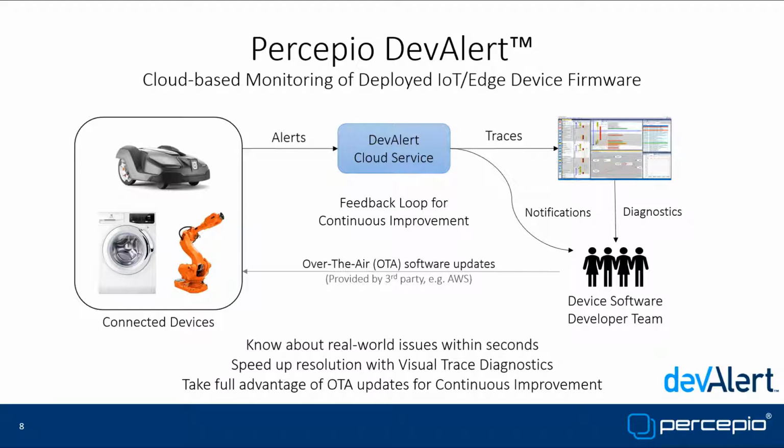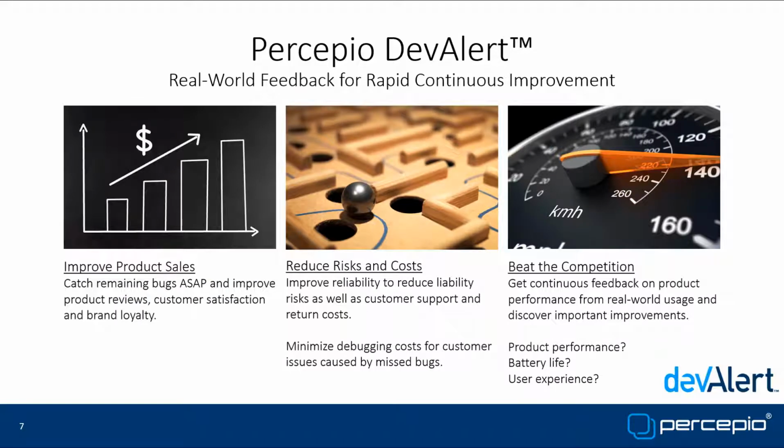When an issue has been reported, your development team can then analyze the issue with Visual Trace Diagnostics to understand the problem and the specific circumstances where it happened, which speeds up resolution tremendously. This awareness of real-world issues and the provided diagnostics means that you can take full advantage of over-the-air updates to achieve rapid continuous improvement. This is likely to improve product sales, as you can catch and fix those remaining bugs quickly after the very first occurrence, before most of the users even have noticed any problem.